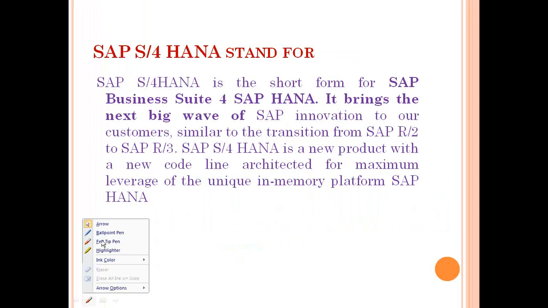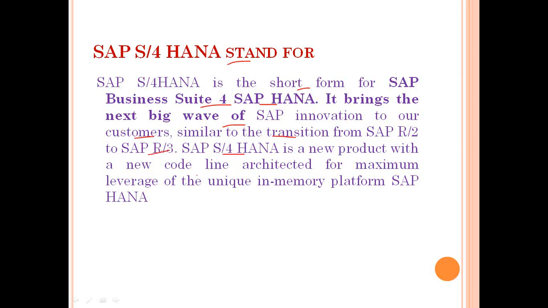Now, what is SAP S/4HANA? We will discuss now. So, SAP S/4HANA is a short form for SAP Business Suite 4 SAP HANA. It brings the next big wave of SAP innovation to our customers, similar to the transition from R/2 to R/3. So this SAP S/4HANA is a new product with a new code line architected for maximum leverage of the unique in-memory platform SAP HANA.